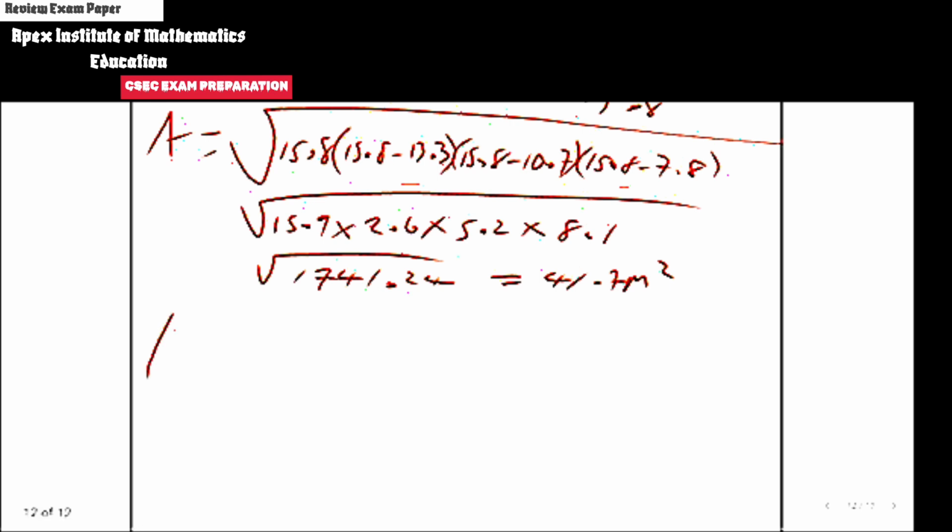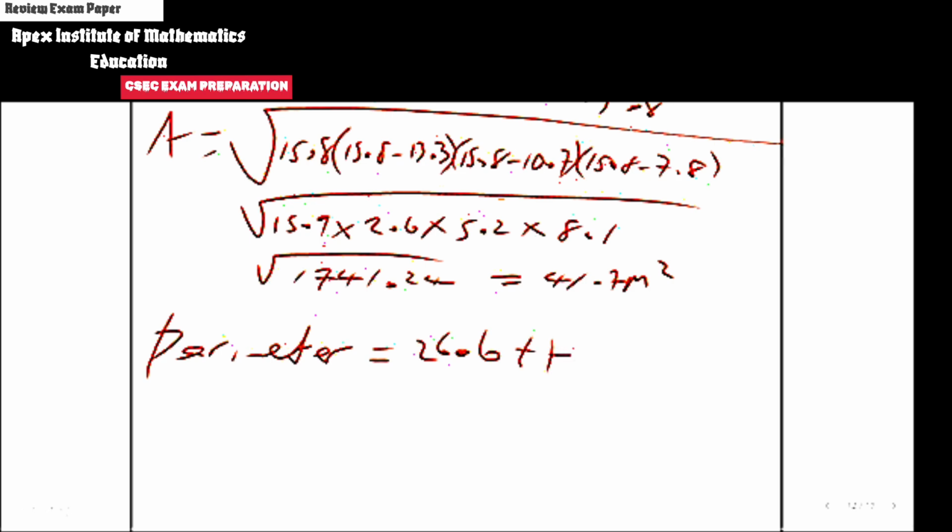Let's just write it out first. Let's finish strong. Perimeter is equal to 26.6 plus 7.8 plus 10.7, that's to the right, plus 24.4.